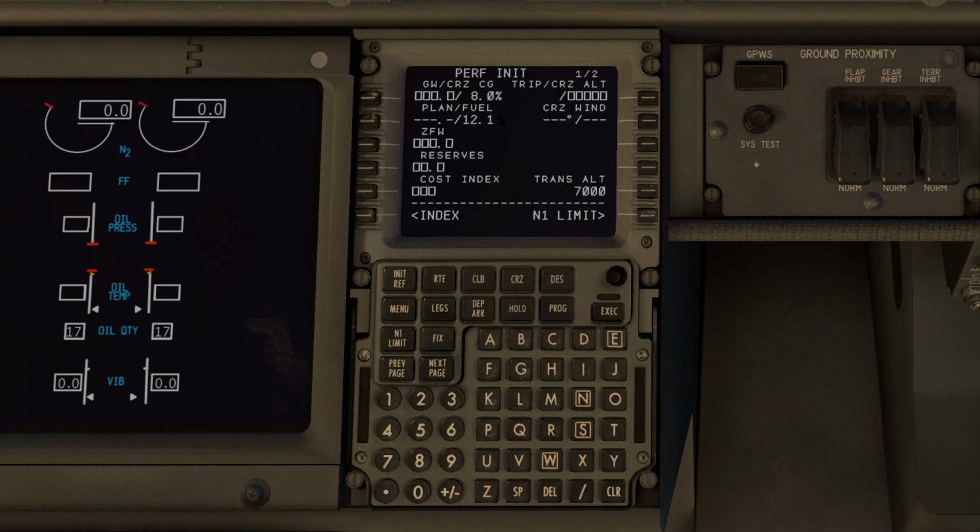So we have 12 tons fuel, reserve standard 3 tons in the right position, cost index 35, and today, as you can see, we are crossing all the Atlantic tracks, so we will be very low. We only use flight level 320 to be below the oceanic traffic.